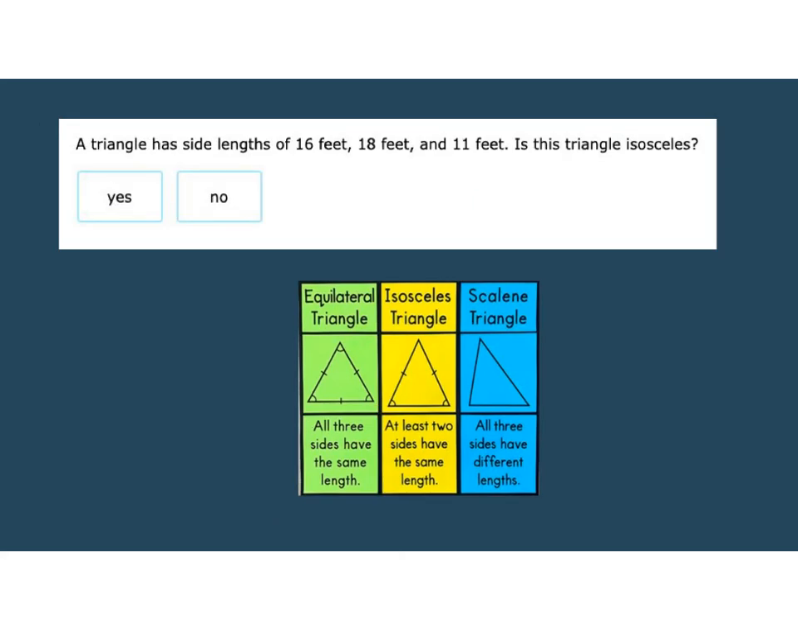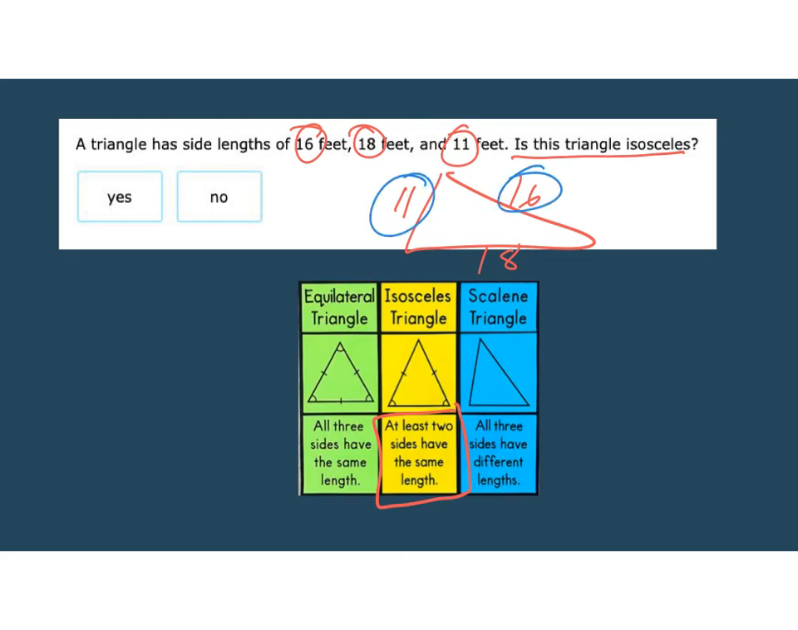All right, last problem. A triangle has side lengths of 16, 18, and 11. Is this triangle isosceles? So let's draw our picture. We've got 18, 16, and 11. Let's look at our example of isosceles. At least two sides have the same length. All right, I see no sides with the same length. So this would be no. And this triangle is actually scalene because all three of the sides have different lengths. All right, good luck on your work today.